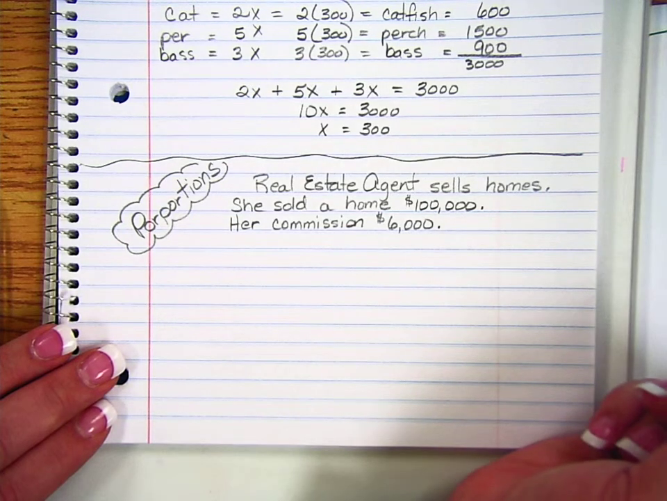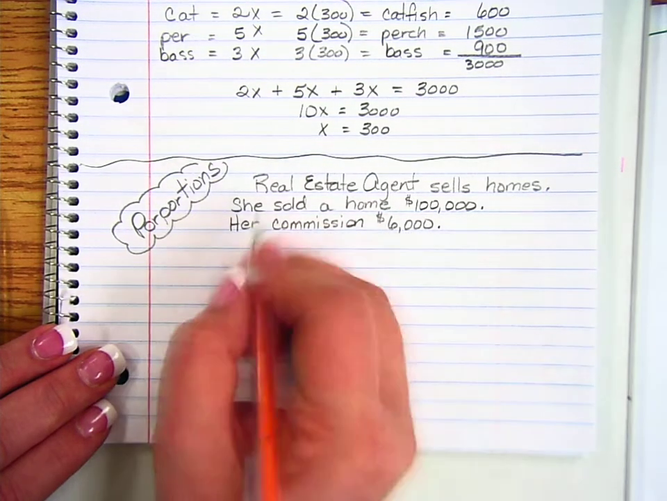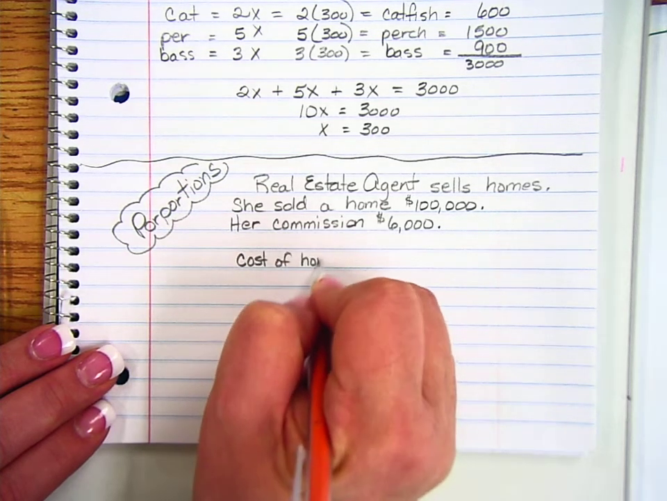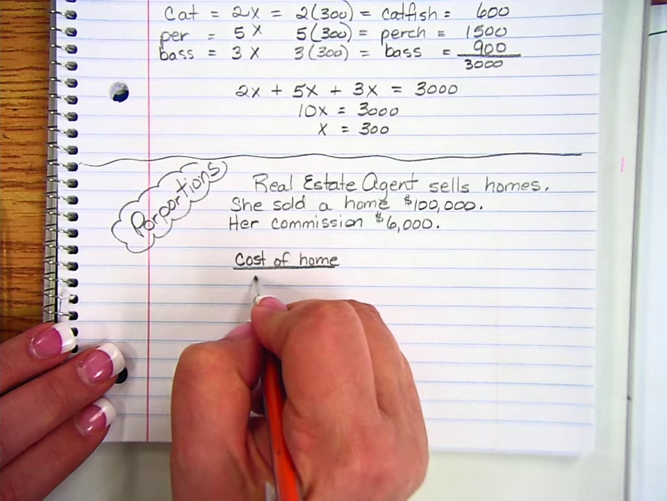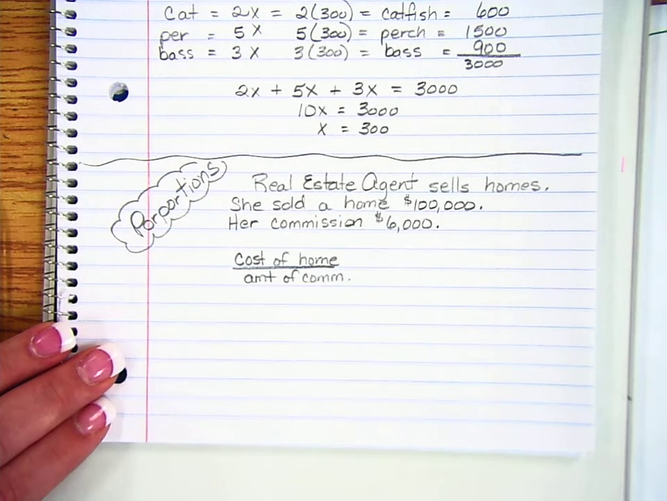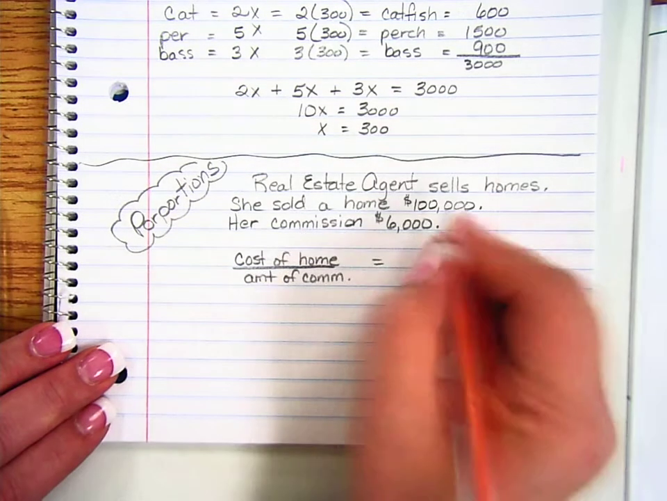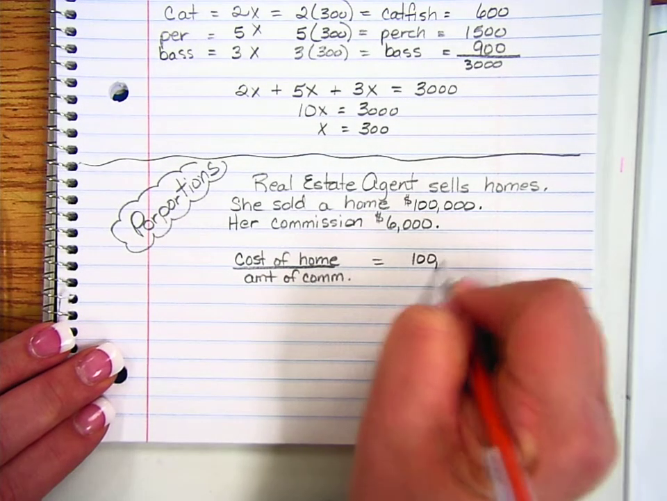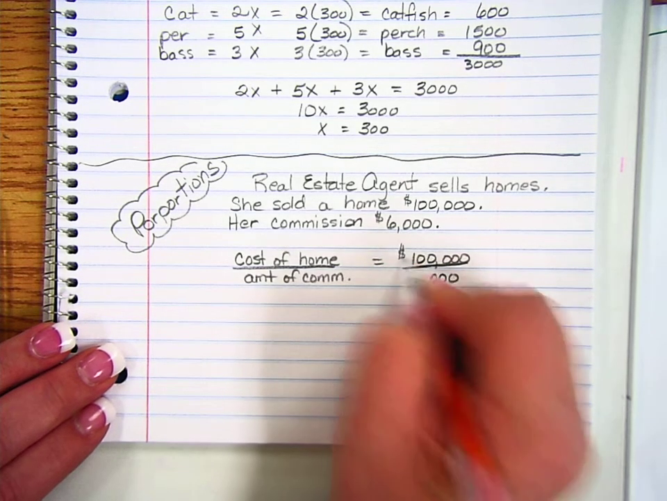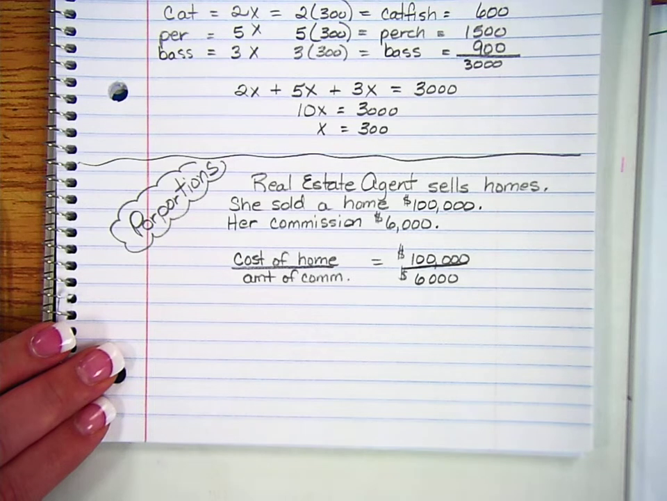That gives us a ratio, doesn't it? That gives us the cost of the home to the amount of the commission that she gets. Okay? And that equals, in this case, just for our known, a $100,000 home brings her $6,000. Pretty good cut. So that's the ratio. Now we've got to find another ratio that equals that. That's how proportion problems work.